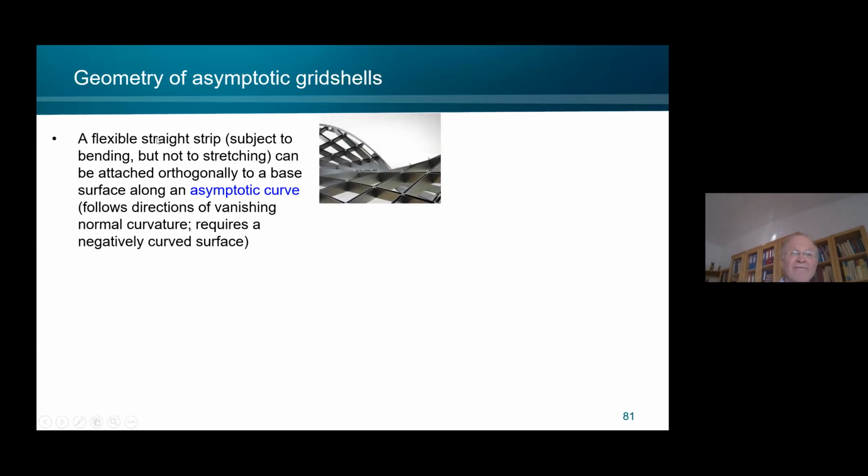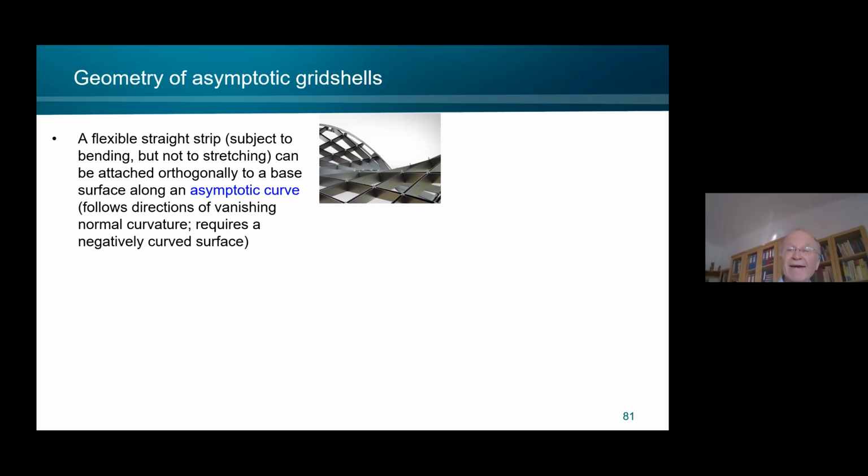If we arrange a flexible straight strip just by bending and not stretching, so that it is attached orthogonally to a reference surface. So let's say this is this curve, and this lies on the reference surface. The reference surface itself is not visible here, but I'm sure you can imagine. If this strip is attached orthogonally to a reference surface, this curve has vanishing geodesic curvature with respect to the strip, because originally it was straight, before bending.